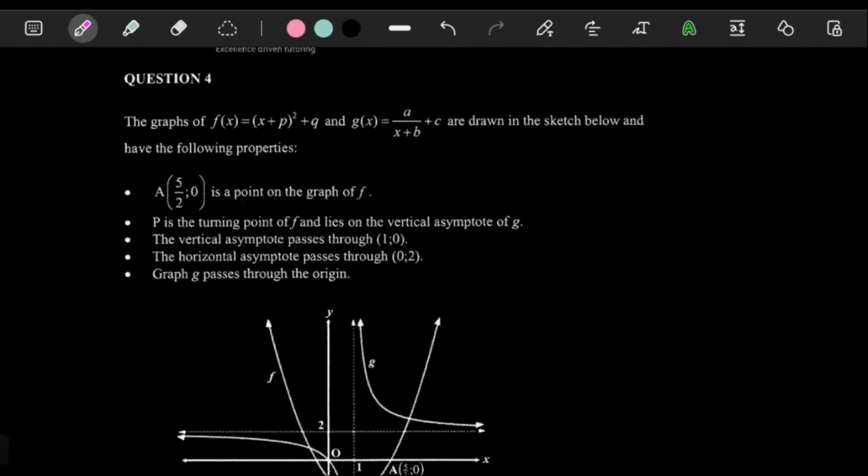Well, whichever way, the test is out of 150 all in all. So it is what it is. It doesn't matter. But let's see. These are drawn. They said here they are drawn in the sketch below and have the following properties. The question looks familiar. Well, not necessarily this exact one, but the structure and the nature of it.